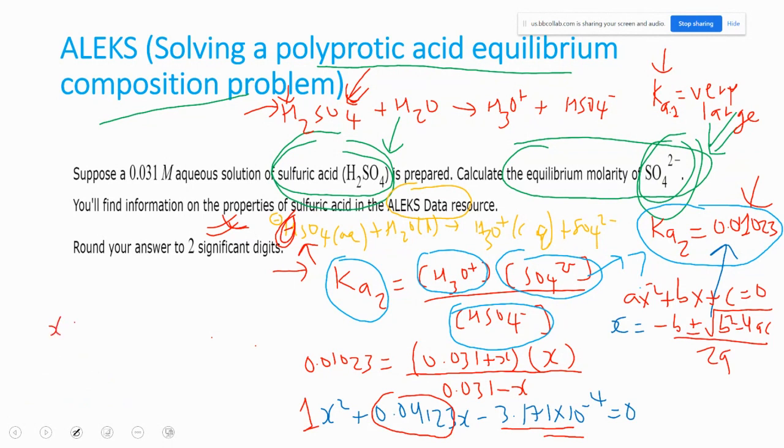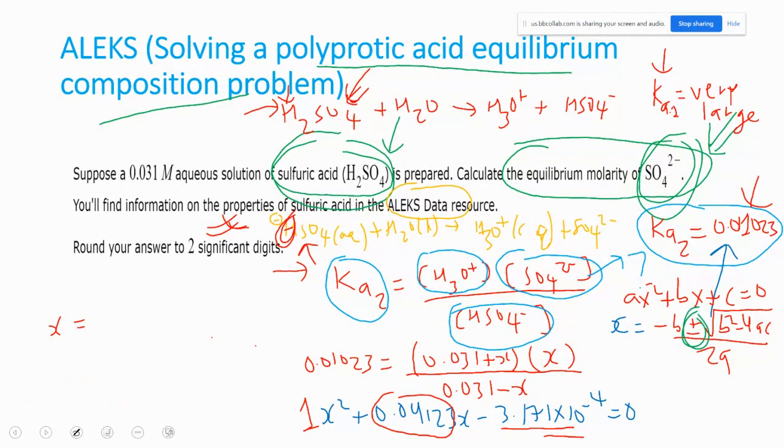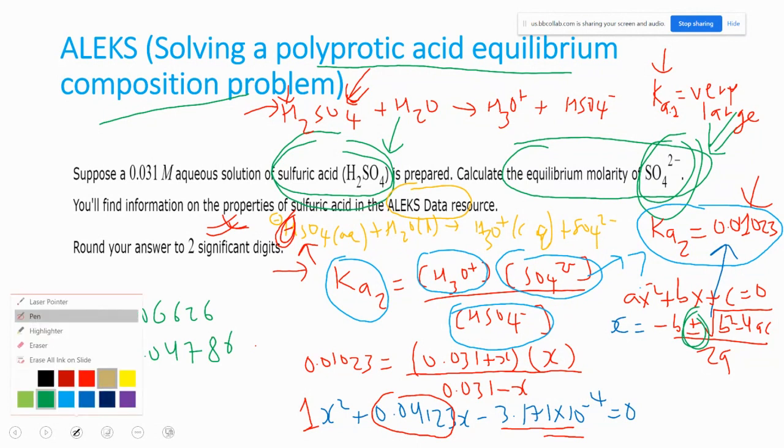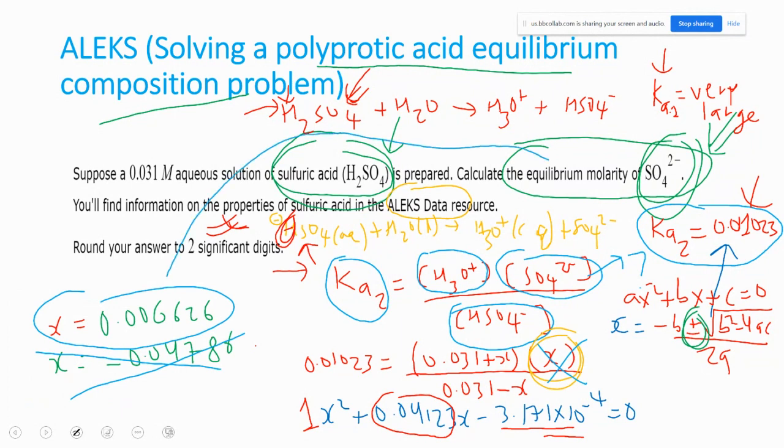my x value is going to be either, remember, I have a plus or minus here, so keep that in mind. That's why I'm going to have two possible values for x. One value is 0.006626. The other value of x can be negative 0.04786. But since we had said that x refers to the concentration of sulfate anion, and the concentration can never be a negative number, that's why this is not the correct concentration of sulfate anion. And this is going to be the concentration of sulfate anion at equilibrium, 0.006626 molar. I hope this makes sense.